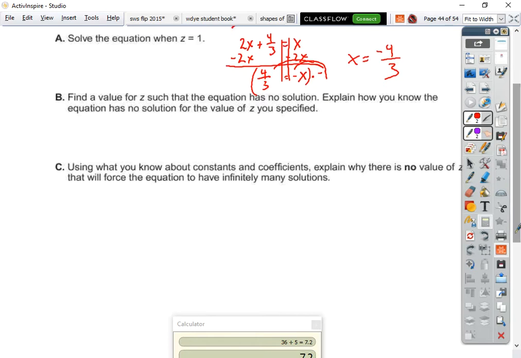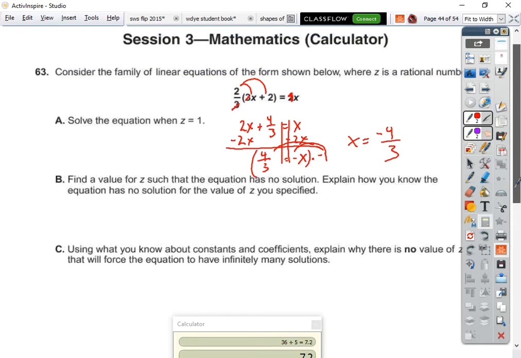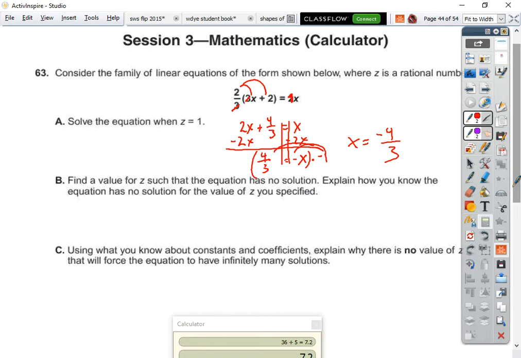Find a value of z such that the equation has no solution. Alright, so I'm going to rewrite the equation. So we have 2x plus 4/3 is equal to z times x.